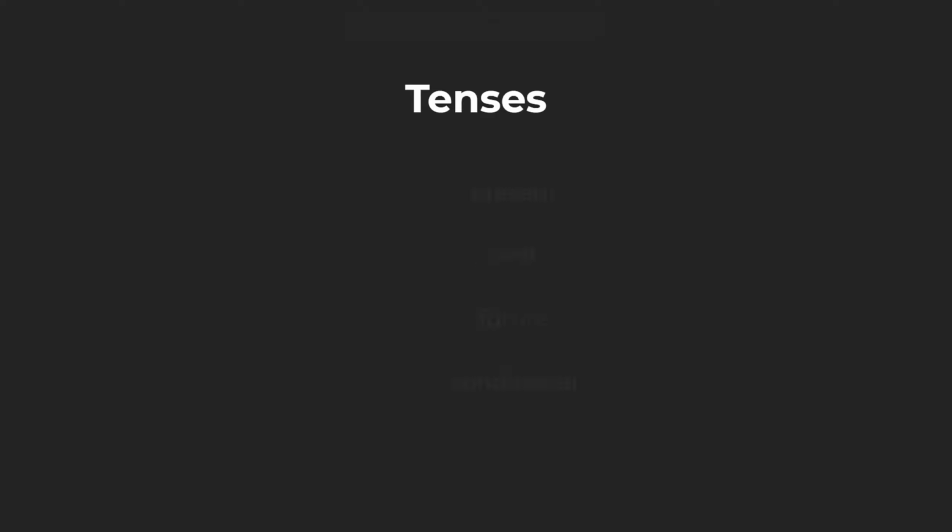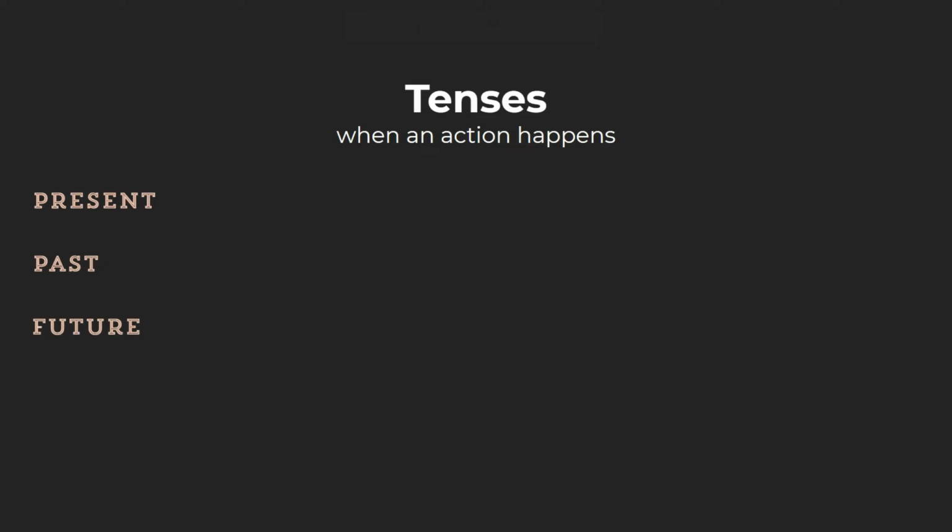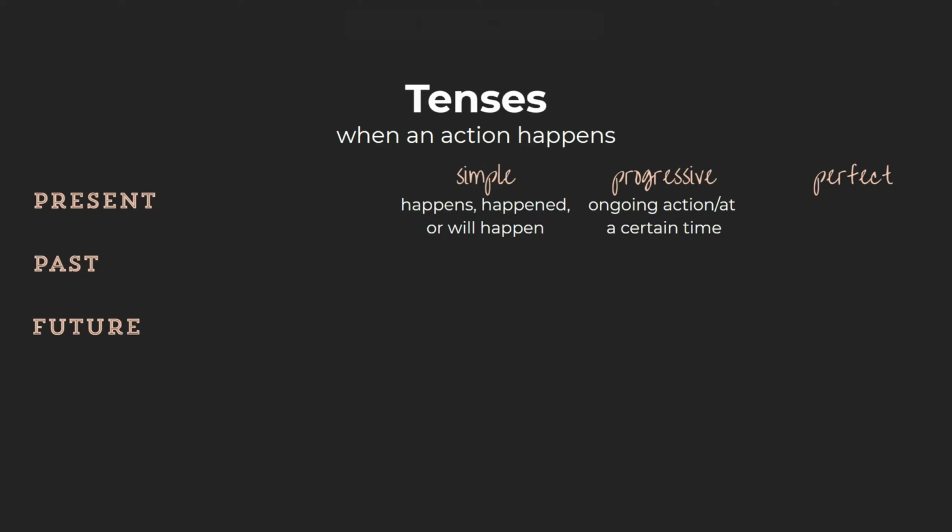Verb tenses are essential in English because they tell us when an action happens, in the present, the past, or future. Within each of these tenses, we also have simple forms, progressive forms, and perfect forms. We'll go into more detail throughout the video, but for now, keep in mind that a simple tense describes an action that happens, happened, or will happen. A progressive tense describes an ongoing action happening at a certain time, and a perfect tense describes a completed action related to another time. Don't worry too much.